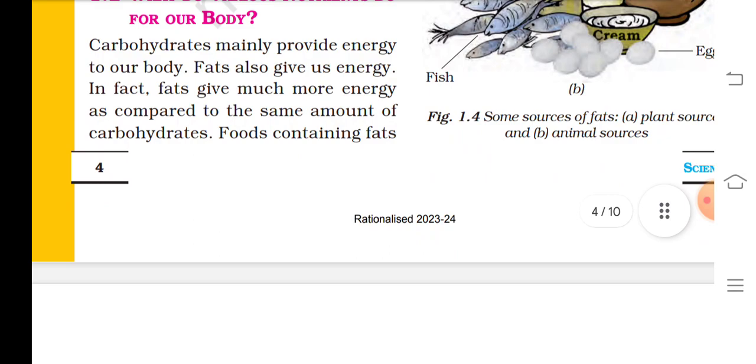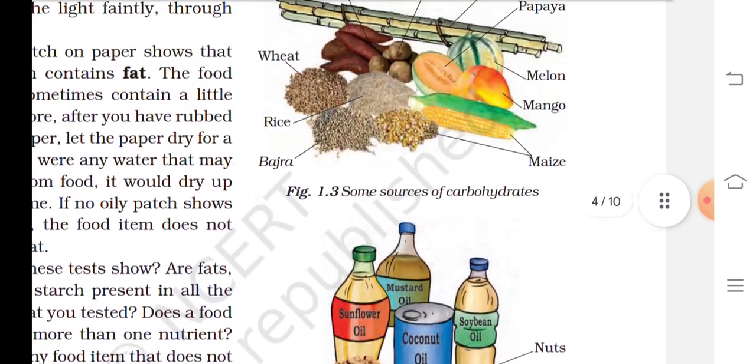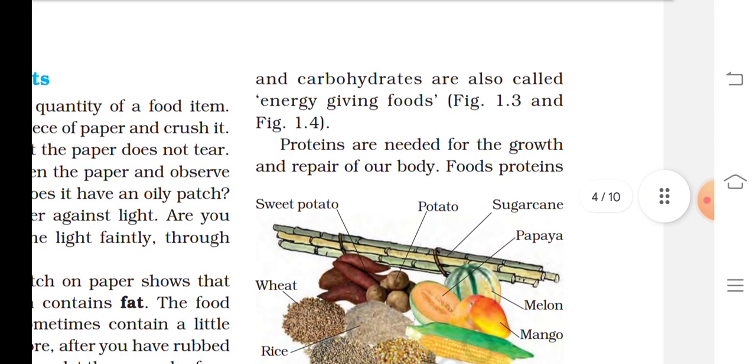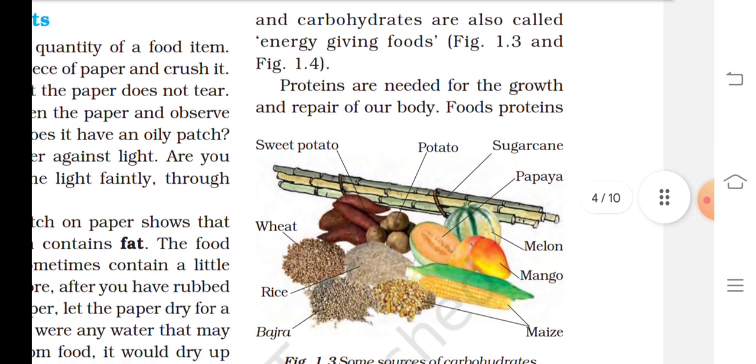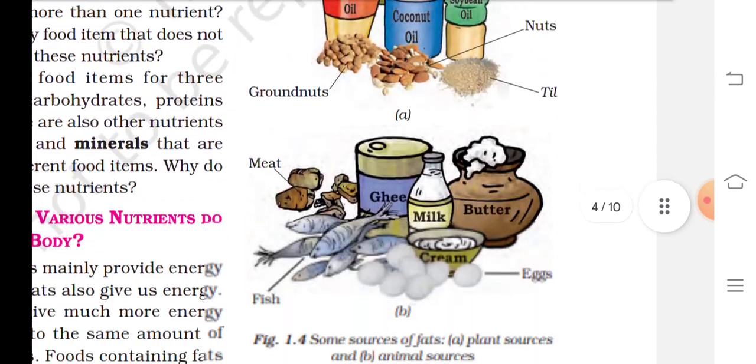Carbohydrates mainly provide energy to our body. Fat also gives us energy. In fact, fat gives much more energy as compared to the same amount of carbohydrate. Foods containing fat and carbohydrate are also called energy giving foods, and proteins are needed for the growth and repair of our body.